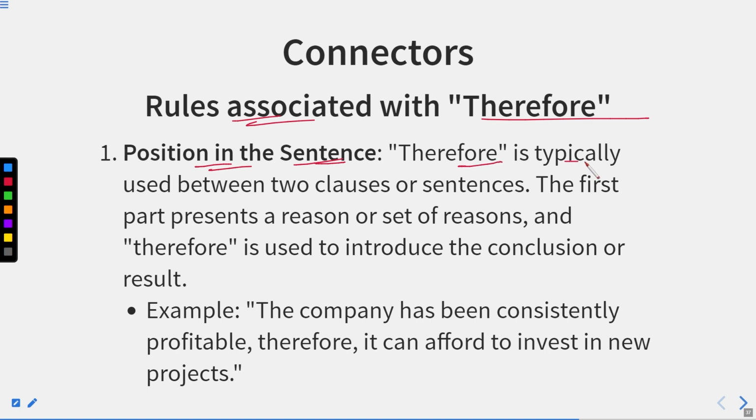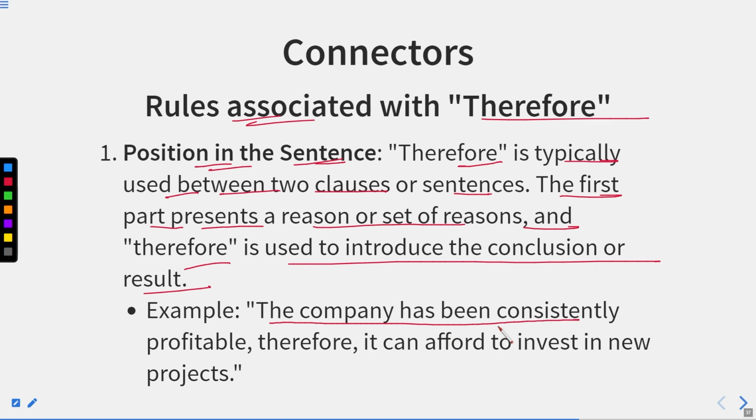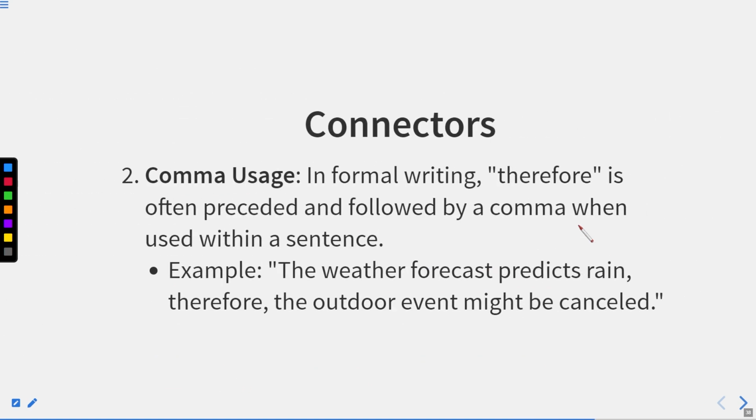Position in the sentence. Therefore is typically used between two clauses or sentences. The first part presents a reason or a set of reasons, and therefore is used to introduce the conclusion or result. Example: the company has been consistently profitable, therefore it can afford to invest in new projects. Okay, so the company has been consistently profitable. This is the one point. Therefore, the result of which is that it can afford to invest in new projects.